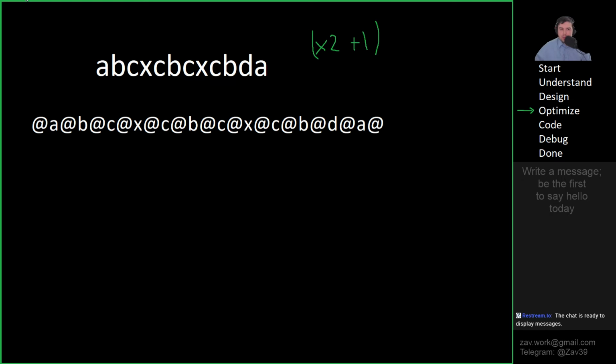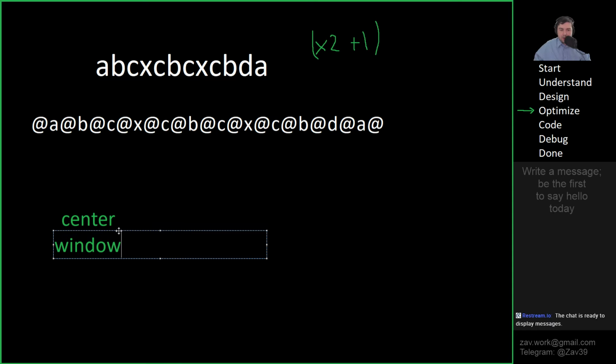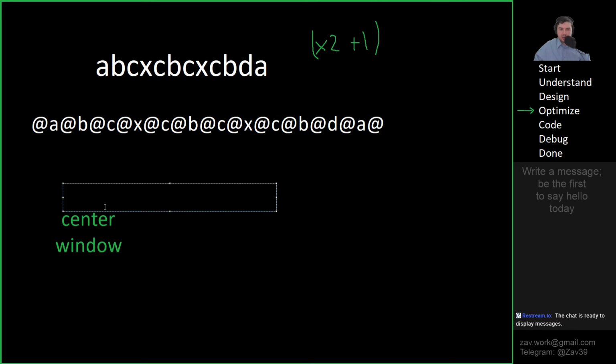So let me start by defining some basic things that we will use here. The first thing we will have here will be the center of the largest palindrome that we're observing right now. The second variable will be the window, the current window of our palindrome in our string. And let's also have the third one: the current index, the index of the element that we are checking right now.